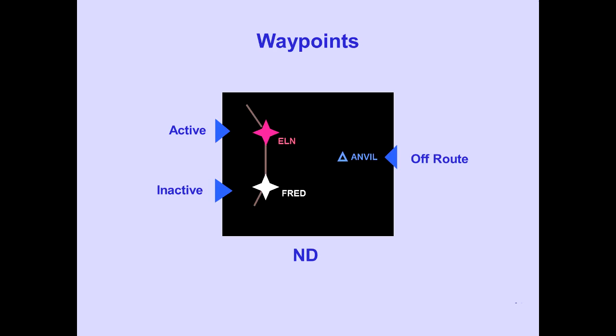Waypoints are designated as active, inactive, or off route waypoints. An active waypoint is the waypoint the airplane is currently navigating to. It is magenta. Inactive waypoints are the other waypoints making up the route. They are white. Off-route waypoints are database waypoints not on the route. They are blue. The waypoint identifier is also displayed.